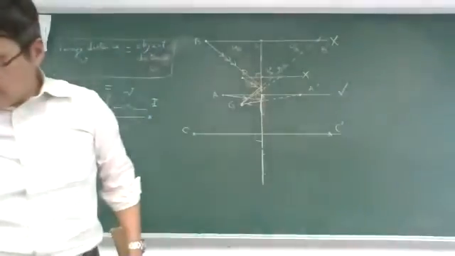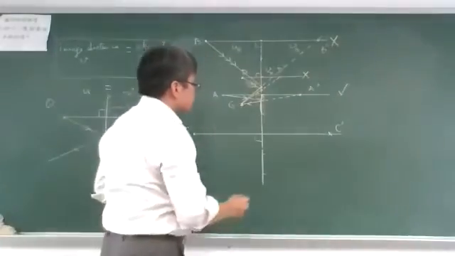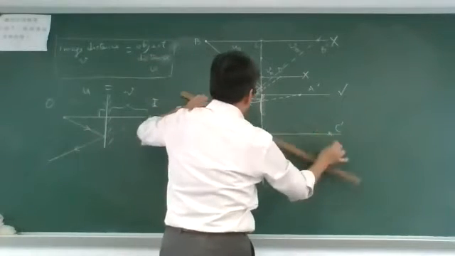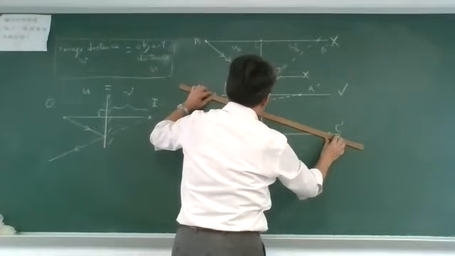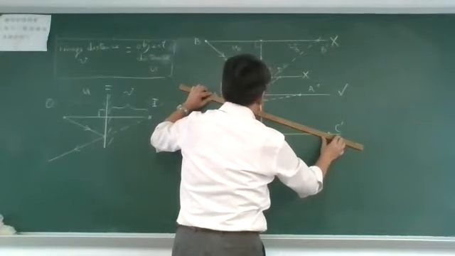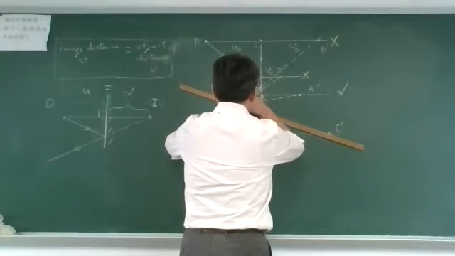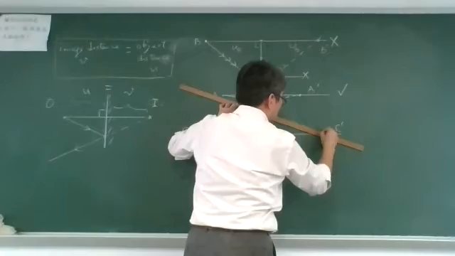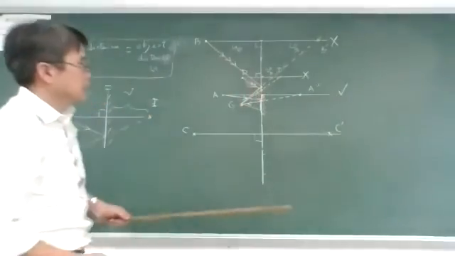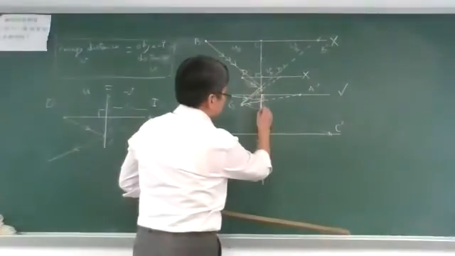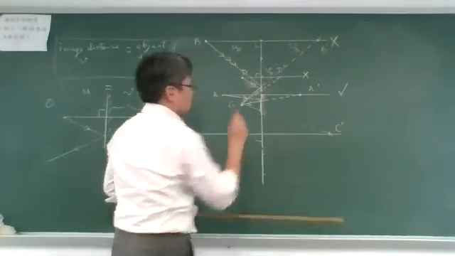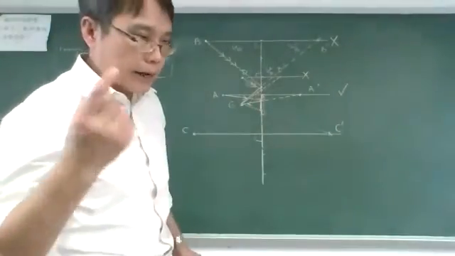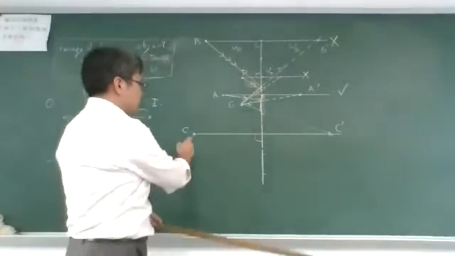Lastly, okay, connect the observer to point C. Okay, and you will find that this straight line passes through the mirror at this point. So where does the light ray come from? It comes from the actual object C.